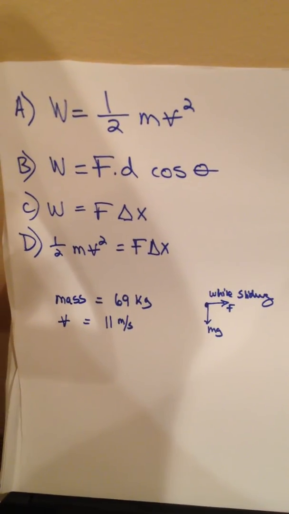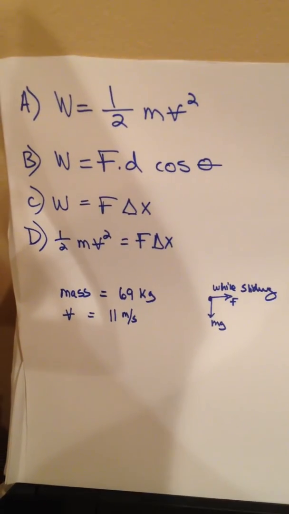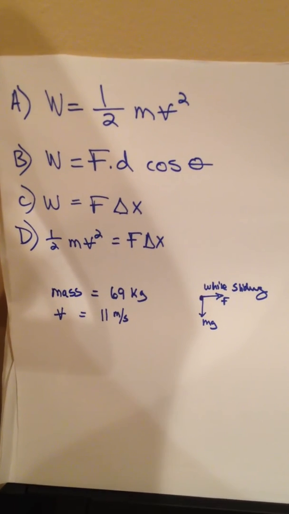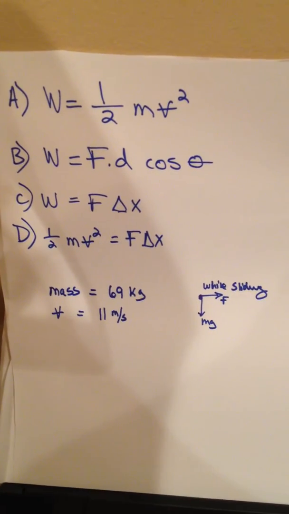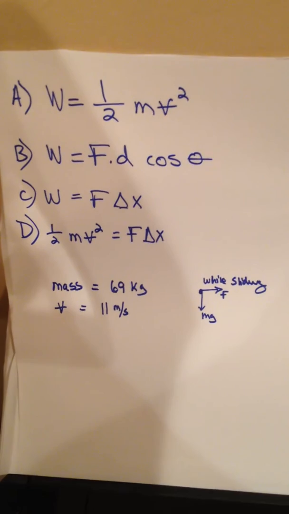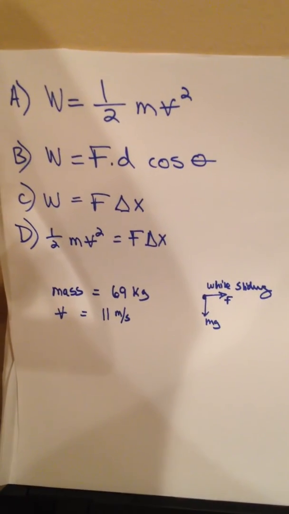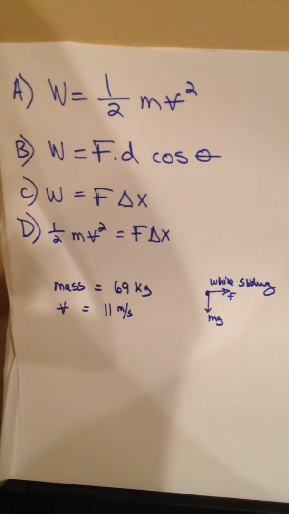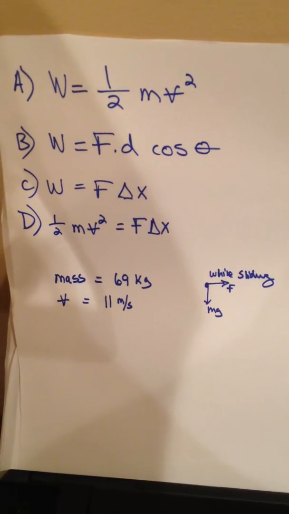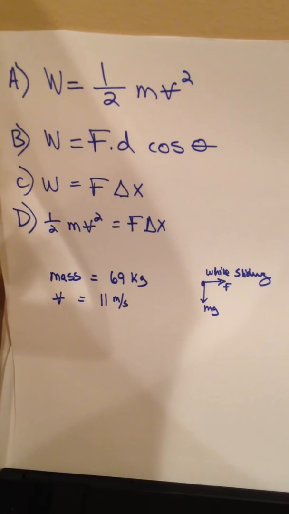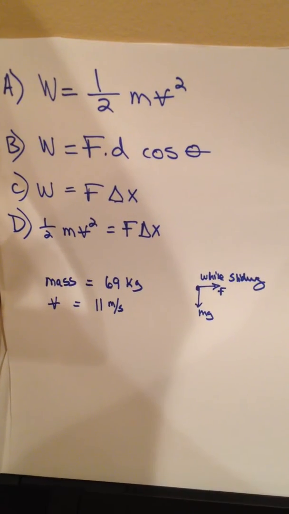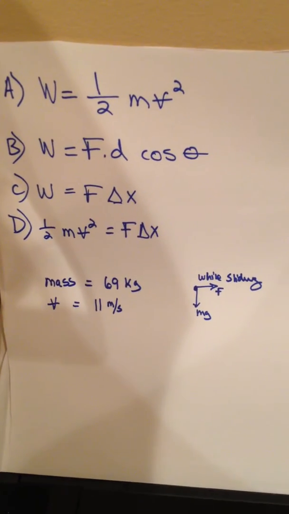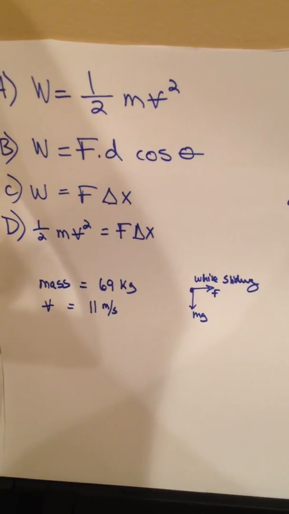It's work is equal to force times distance times the cosine of theta, determining its value, whether it's 1, 0, or -1. And they could have a couple of little versions in between. And also, work is equal to force times the change in x. Now, as you see right there on letter D, we have 1/2 mass times velocity squared is equal to force times change in x.